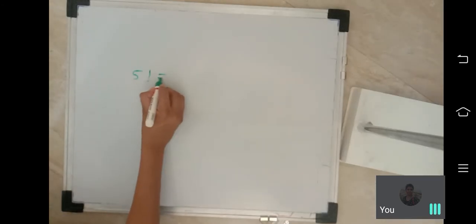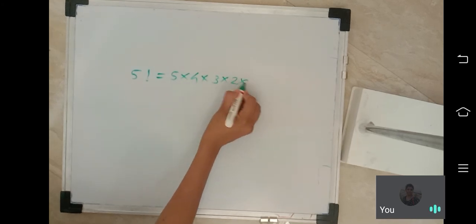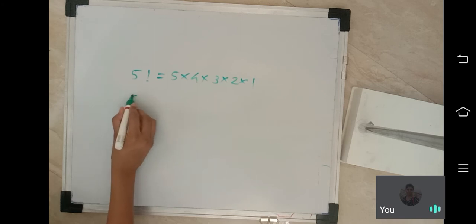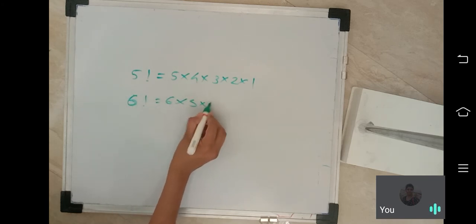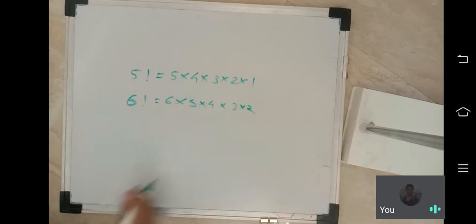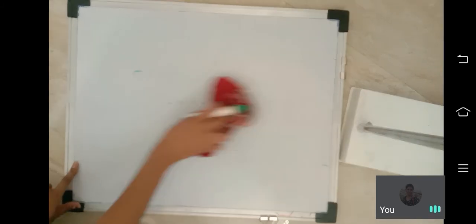When you write 5 factorial, how do you write it? 5 into 4 into 3 into 2 into 1. For 6 factorial, you take 6 into 5 into 4 into 3 into 2 into 1. This is called a factorial.